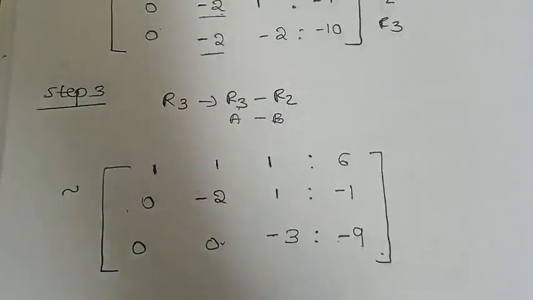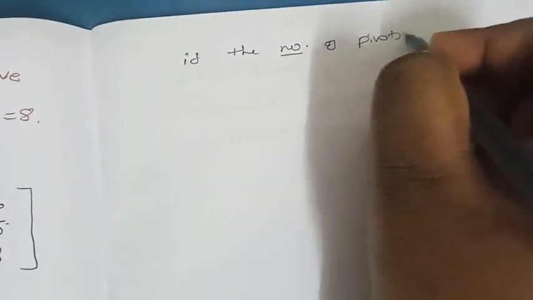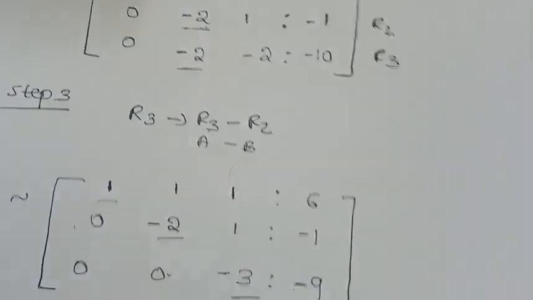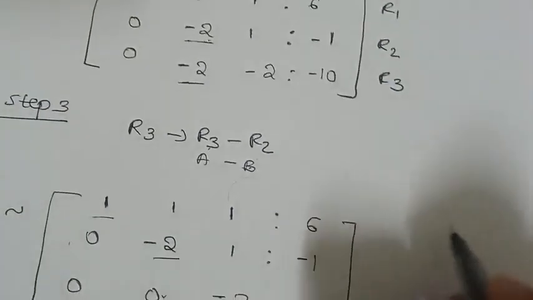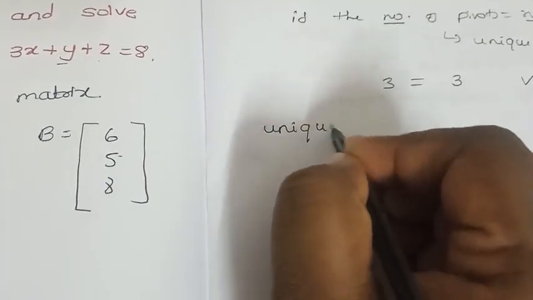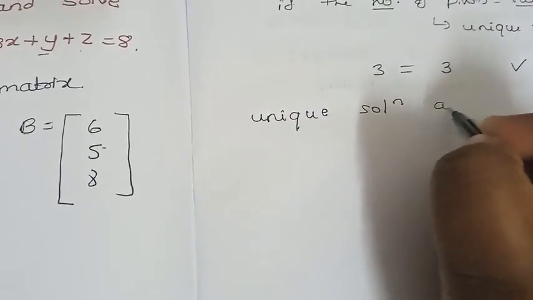Next, our last step is: if the number of pivots is equal to the number of variables, then the equation has a unique solution. So we'll see. We have 3 pivots, right? 1, 2, 3. We have the variables x, y, z, which is 3. So 3 equals 3. So this condition is satisfied, so this equation has a unique solution and it's consistent.